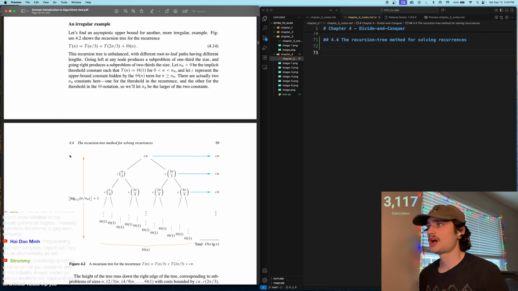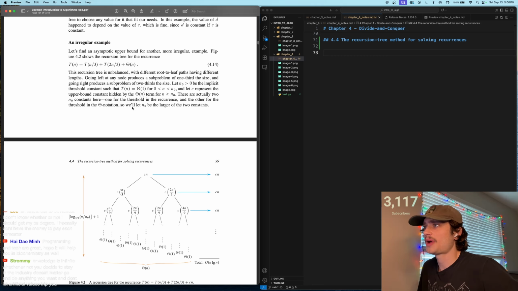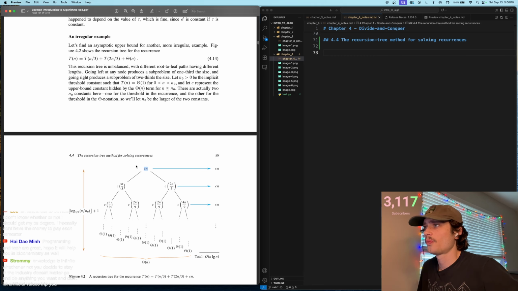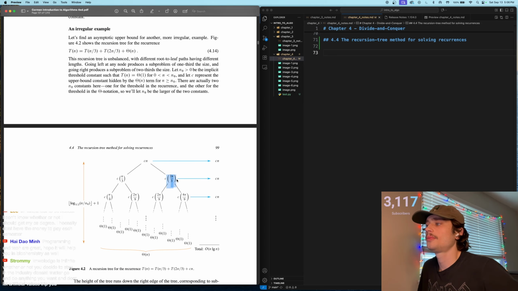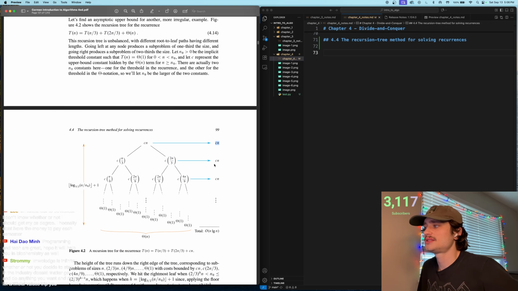And let c represent the upper bound constant hidden by the Theta of n term for n greater than or equal to n naught. There are actually two n naught constants here, one for the threshold in the recurrence and the other for the threshold in the Theta notation. So we'll let n naught be the larger of the two constants. Okay, so we start off with some bound of c n. We divide each left-hand subproblem into n over 3, and we divide the right-hand subproblem recursively into 2n over 3. Each of these has a c n total running time bound, right?